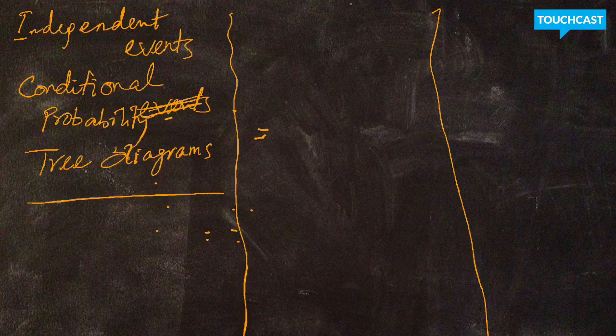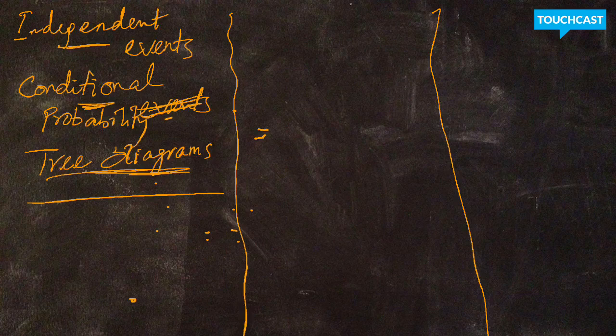Let's talk about three different concepts. Independent events is a concept, conditional probability is one of the very important concepts in probability, and the tree diagram is one of the processes to calculate the required probability. So these are the three important elements in probability NCA level 3 question papers. Let's start with independent events.